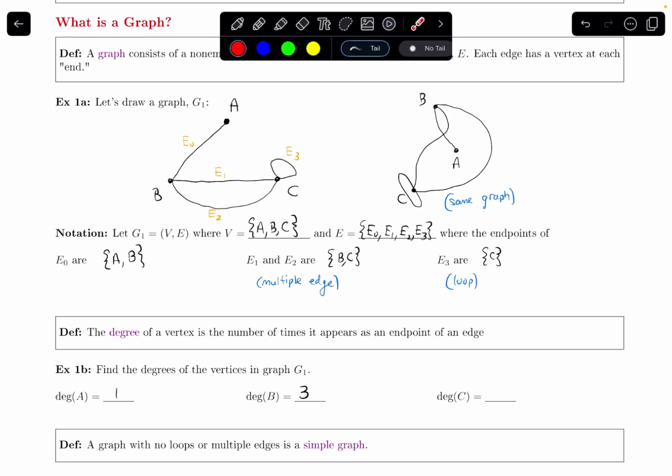And then finally for C, well, that shows up as an endpoint here. Here's the second time. Here's a third time. And then for the loop, it happens one more time, and I count both of those. So for C, its degree is 4.